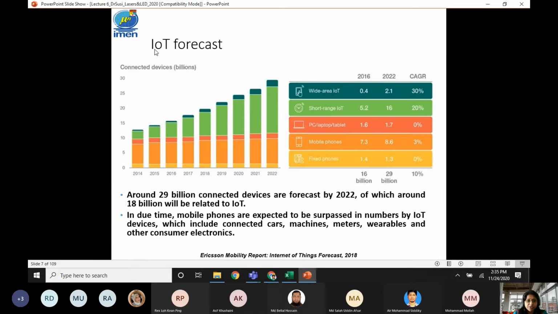In terms of forecast for Internet of Things, it is estimated that around 29 billion connected devices are forecasted by 2022. Okay, this bar over here, of which 18 billion will be related to IoT, which is divided to wide area IoT and also short range IoT. Okay, so in due time, mobile phones are expected to be surpassed in numbers by IoT devices, which include connected cars, machine, meters, wearables, and also other consumer electronics.